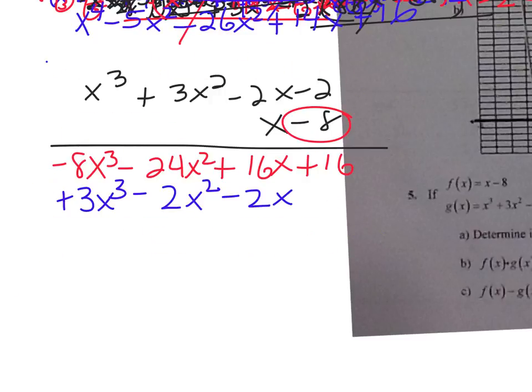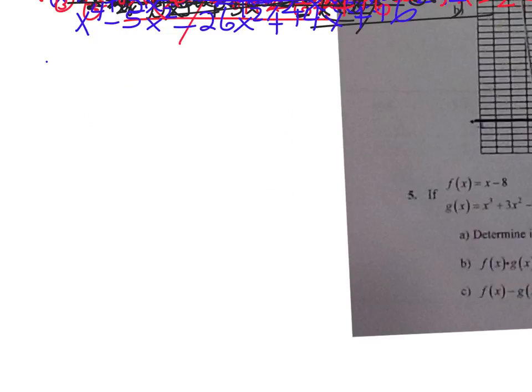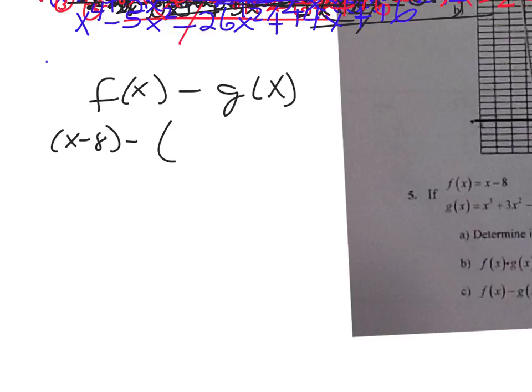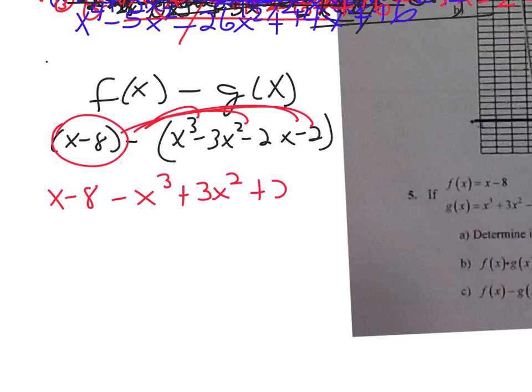All right, and then the last one is to subtract. We're doing f of x minus g of x. All right, so when you set this up, make sure you use parentheses because you have polynomials. So f of x is x minus 8 minus g of x, which is x to the third plus 3x squared minus 2x minus 2. All right, now since you're subtracting, make sure you distribute that negative all the way through. So this will stay the same, x minus 8. Then I get negative x to the third minus 3x squared plus 2x plus 2.